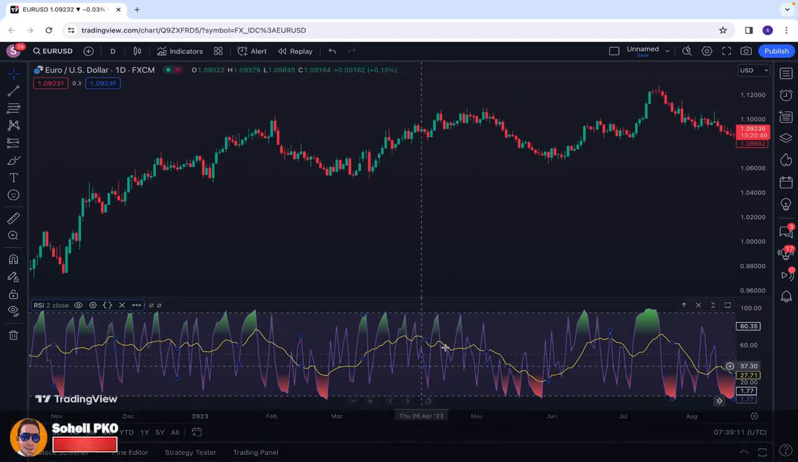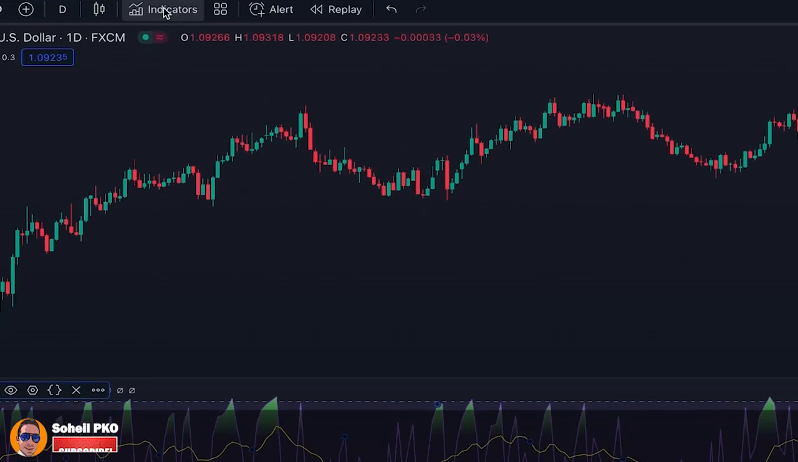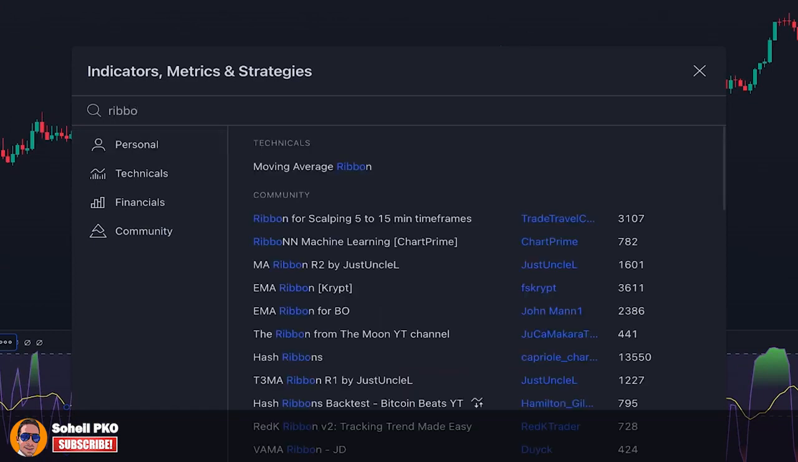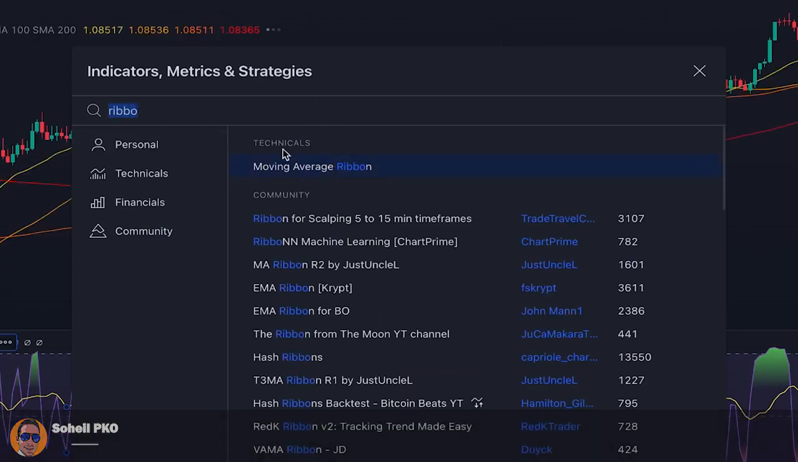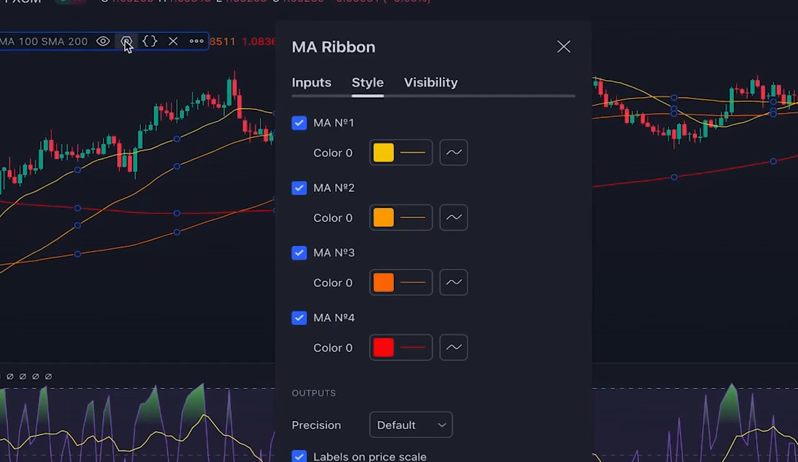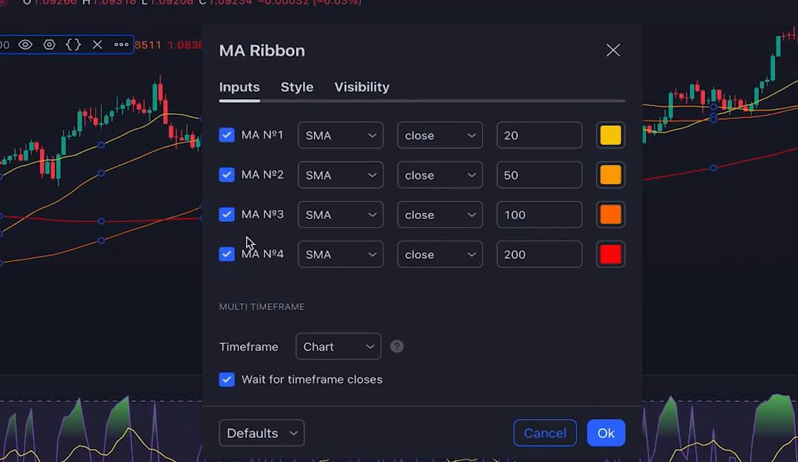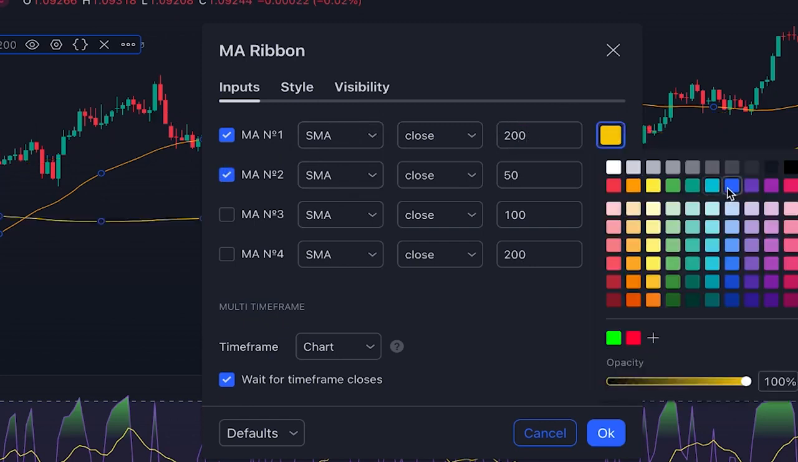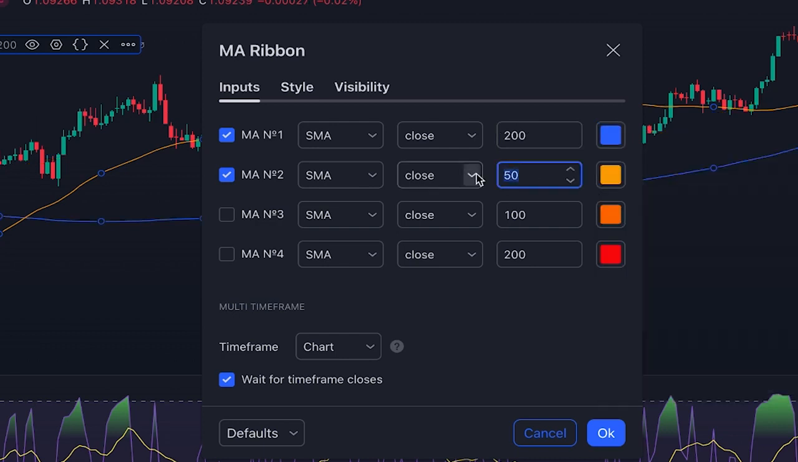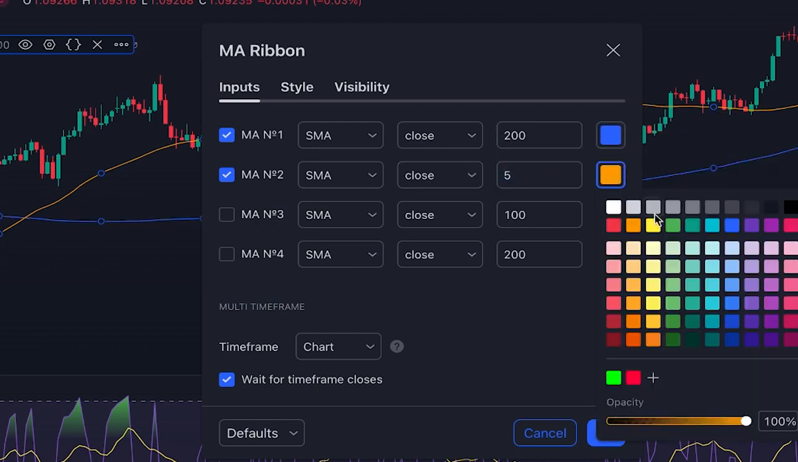Alright, our RSI is ready now, and we need to add two moving averages to our chart. So here we click on indicators and we search ribbon. We add this one, which is a built-in indicator on the TradingView platform, and we need to go to the settings of the ribbon, and here in the inputs tab we should remove two of them because we only need two moving averages. Both of the moving averages should be simple moving averages, the first one with length of 200, and let's change the color to, for example, blue, and the second one with length of 5, and let's change the color to red.